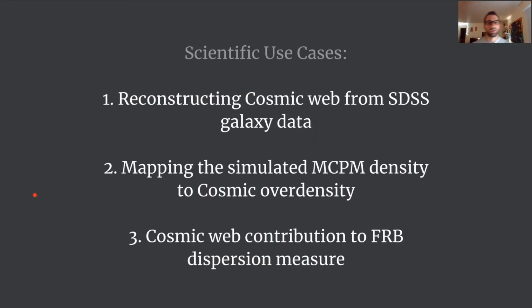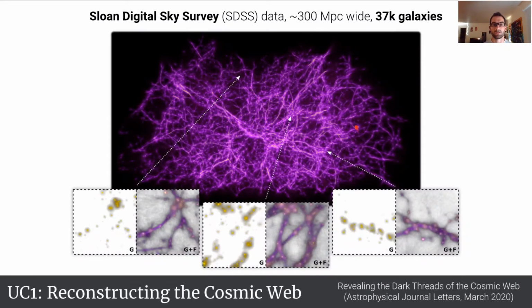So let me tell you something about scientific use cases that we used Polyphorm for. So first of them was to actually do the reconstruction. And here we produced the first three-dimensional map of the cosmic web of this kind. So here you see some zoom-ins there. These yellow blobs are actually galaxies or galactic clusters. And you can see that the MCPM model actually interconnects the galaxies very well and kind of intuitively too.